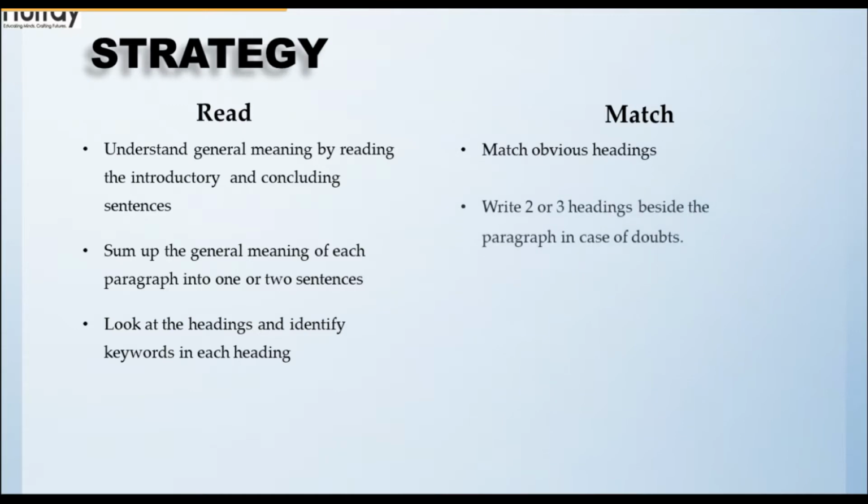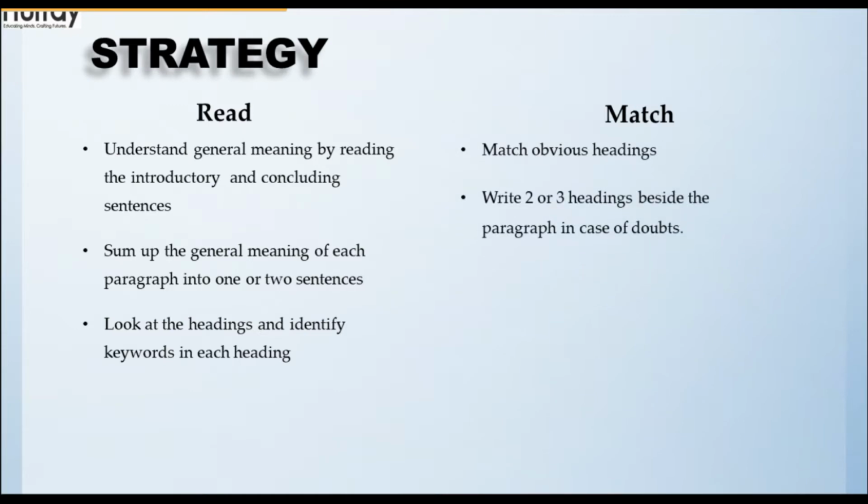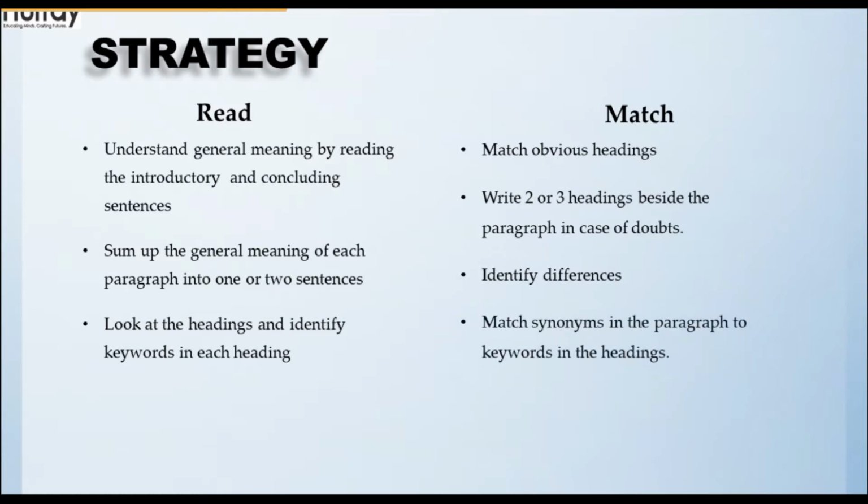You need to match obvious headings with the paragraphs. You need to write 2 or 3 headings beside the paragraph in case you have a doubt. And then you identify the differences between those headings which you have selected, and then you choose which heading would suit that paragraph best. You have to match synonyms in the paragraph to the keywords in the headings. If you still can't pick one, just keep moving on and you repeat this process until you're finished.